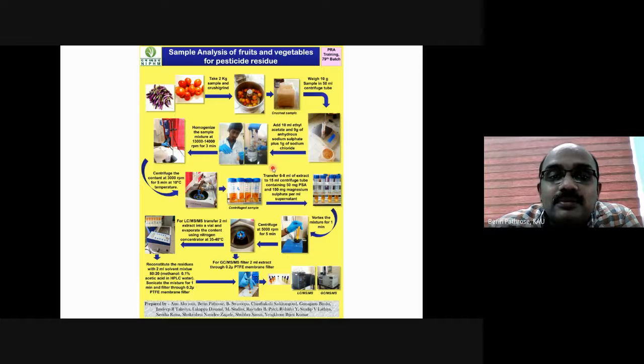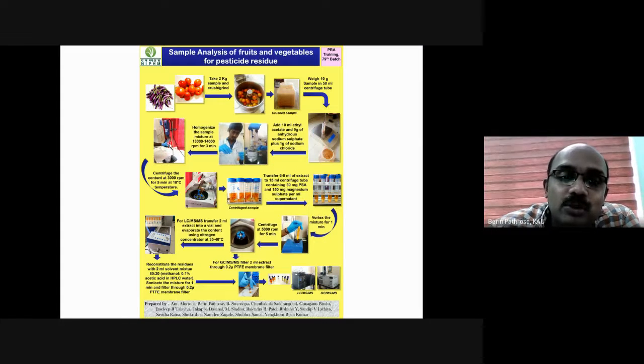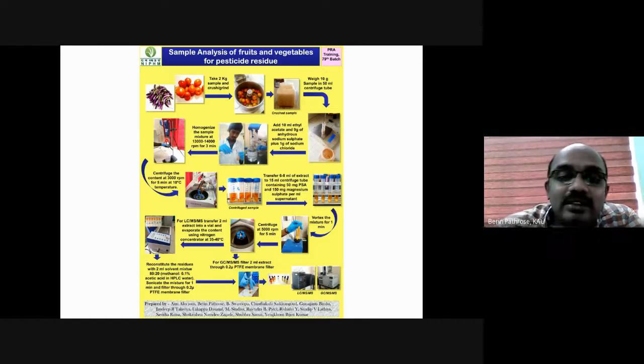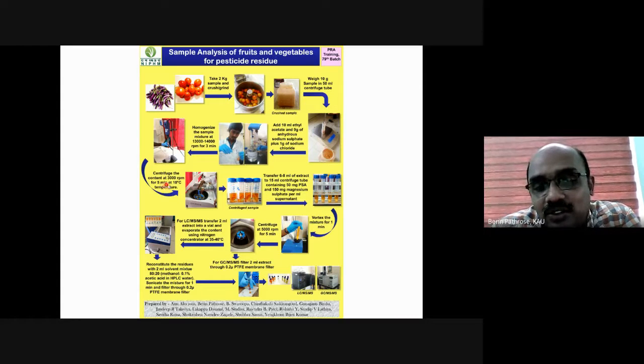Then we will homogenize. This is the equipment I call a homogenizer. It rotates at very high speed. Once we add the solvent and this salt into it, we homogenize it, that means mix it thoroughly. Then centrifuge it at 3000 rpm for 5 minutes at 10 degree Celsius.